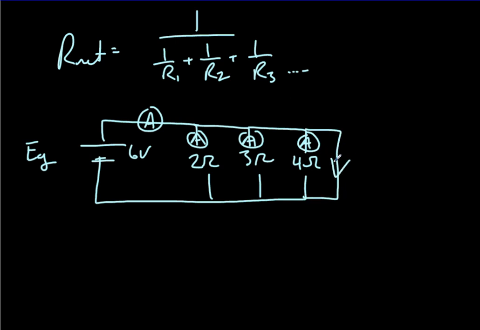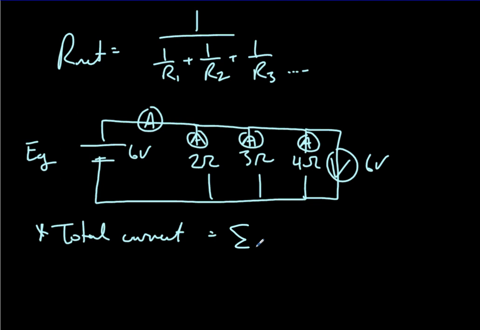A voltmeter measures the voltage between 2 points. No matter where I attach that voltmeter, it will always read 6 volts. However, each of these ammeters will read different amounts. Each branch has its own current going through it. The total current must be equal to the sum of individual currents. So the sum of all the individual branch currents must equal the full current.